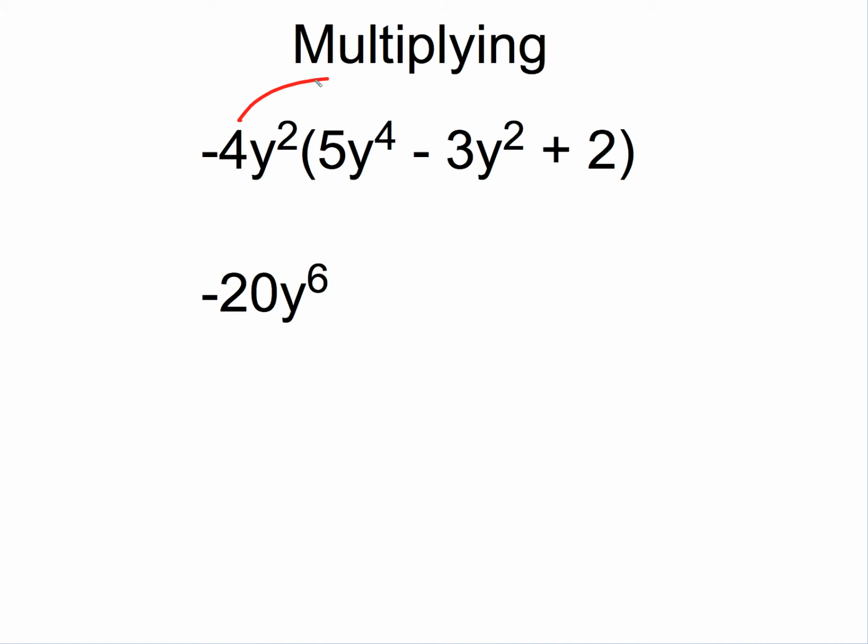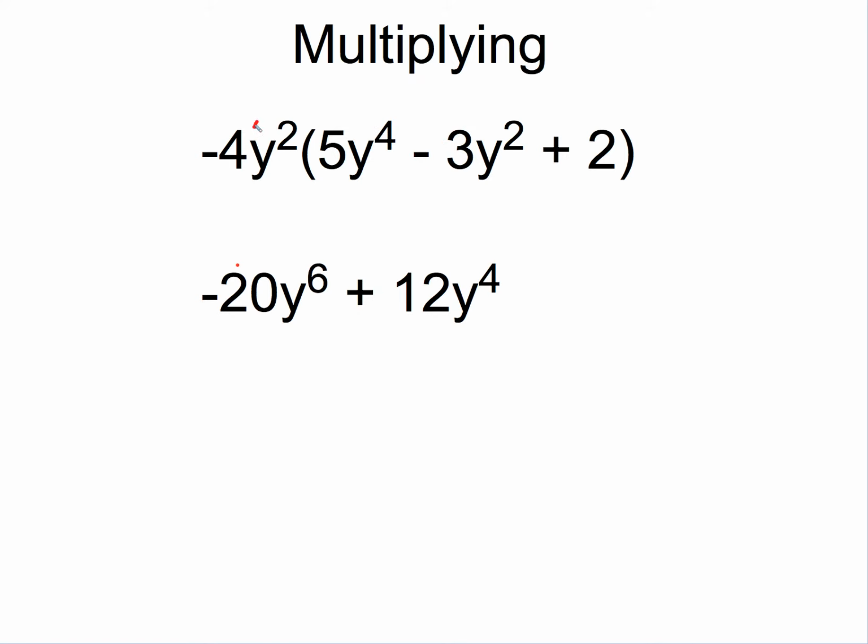Next, we'll multiply negative 4y squared times 3y squared, but you have to be careful here because there's a minus in front of it. So if it helps you, change this to plus and negative so you don't forget that you're actually multiplying a negative 4 times a negative 3, which would be positive 12. And then y squared times y squared would be y to the fourth because we add the exponents.